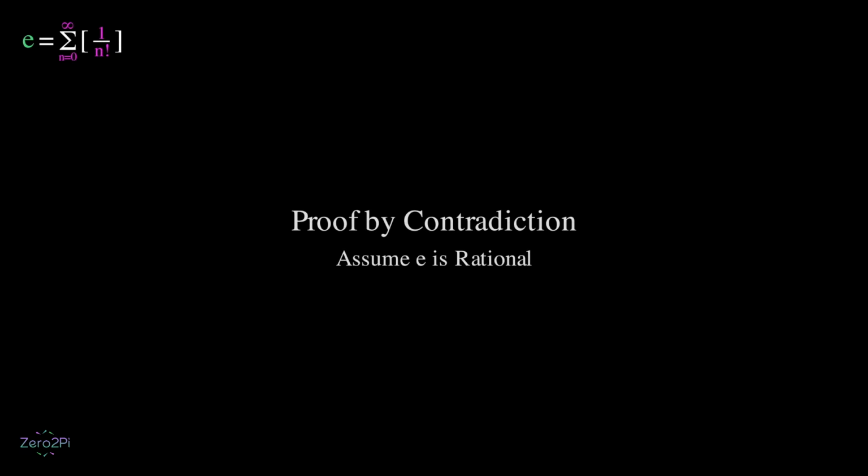We'll use something called a proof by contradiction, which means we assume the opposite, that e is rational. For this, we write e as a over b, where a and b are integers. This is essentially the proof by contradiction. We assume the opposite of what we're trying to prove and then show that this leads to some sort of absurdity. And if it does, that means e can't be rational. Pretty neat, right?